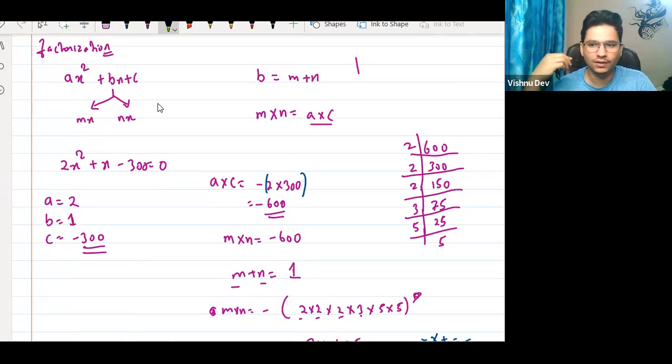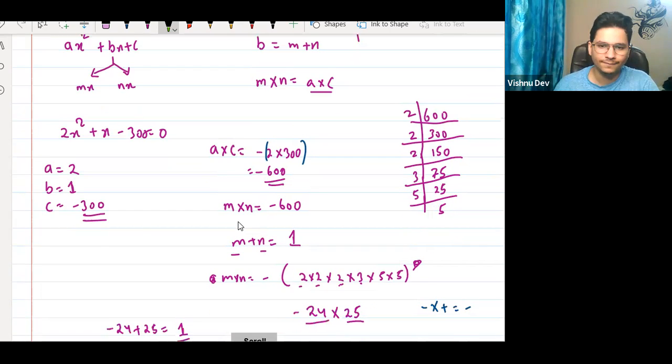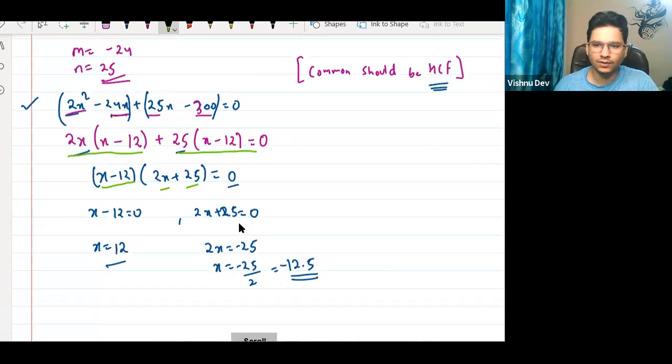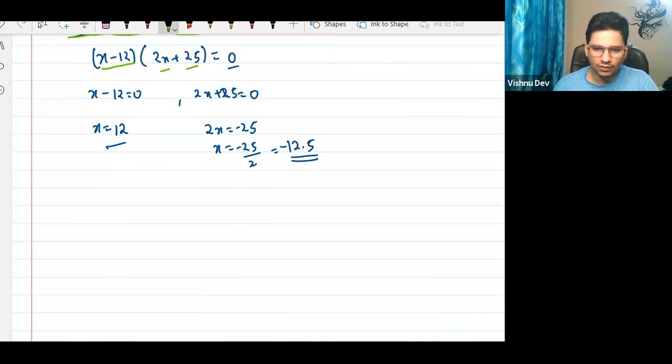Brinda, logarithm किसके लिए? Tell me. Logarithm is for exponential equations. हाँ या ना? Got it, Brinda? लॉगरिथम कब होता है? जब मेरा पावर वेरिएबल हो. यहाँ पावर क्या है? पावर इज कांस्टेंट, राइट? ओके, गॉट इट?